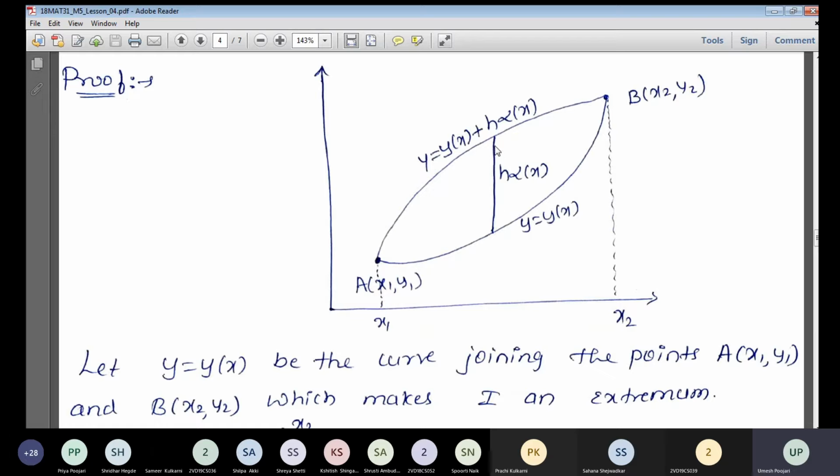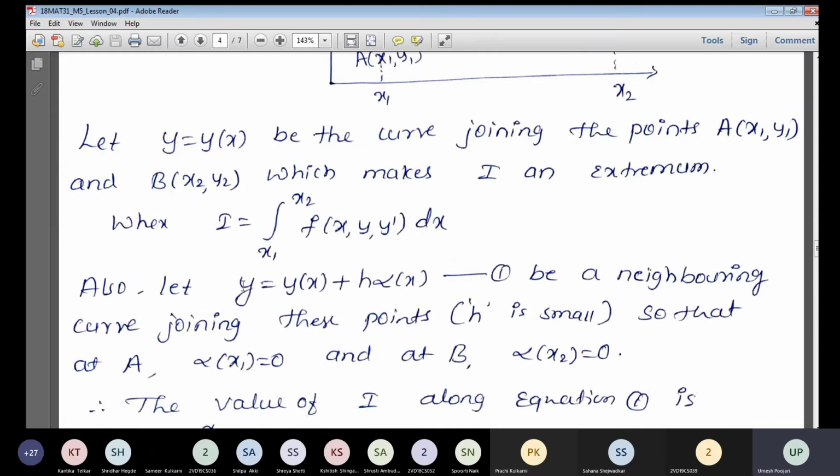See here, I have drawn one line. This line is nothing but the distance between the original curve and the new curve we have considered. But this new curve is also joining the same points A and B. Why have I written y(x) plus h into alpha(x)? Because if you add this distance h into alpha(x) to the original curve, then we get this second curve between A and B. So let y equal to y(x) plus h into alpha(x) be a neighboring curve joining these two points A and B, where h is some constant.